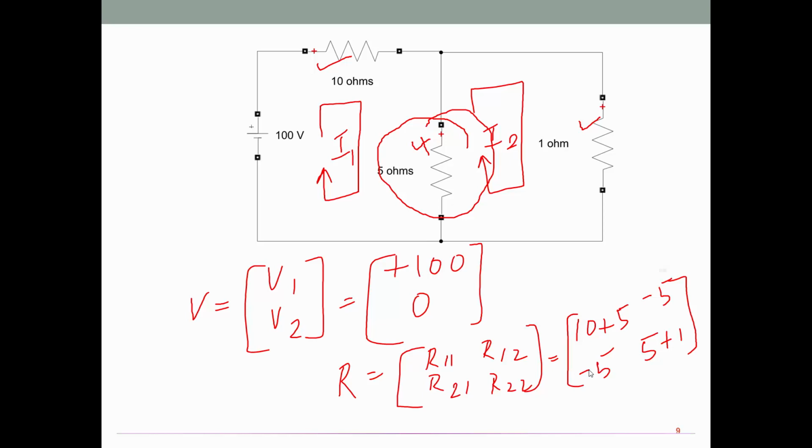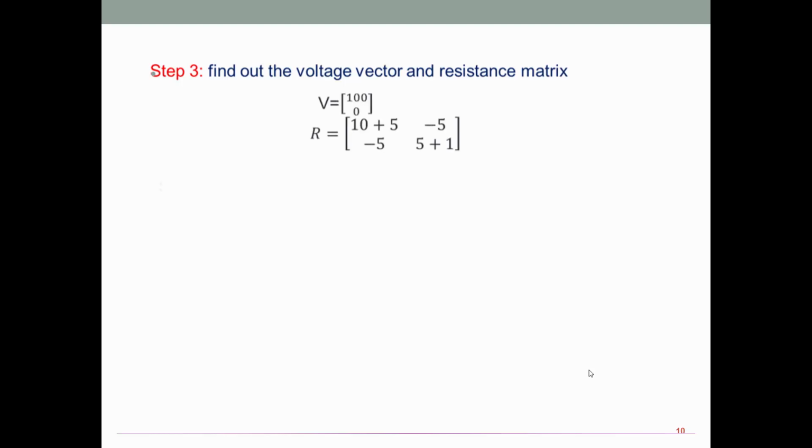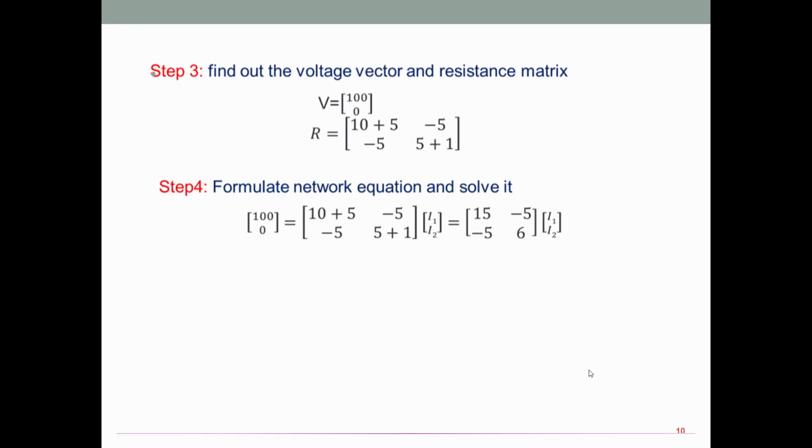That's it. Once we concluded V vector and R matrix, we can go for mathematical manipulation to find out loop current I1 as well as I2. Let me move to voltage vector and resistance matrix. That is what we have calculated in the previous slide. Then formulate network equation and solve it. How to formulate network equation? V is equal to RI. So I have formulated network equation, and for the solution of this problem, we have to apply Cramer's rule such that we can find out I1 as well as I2.